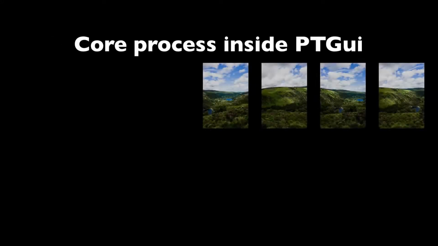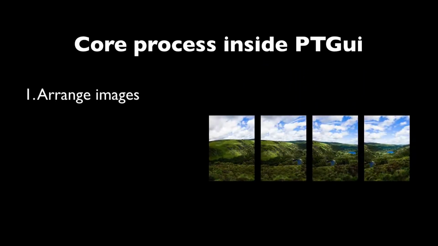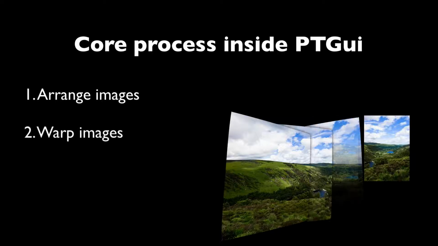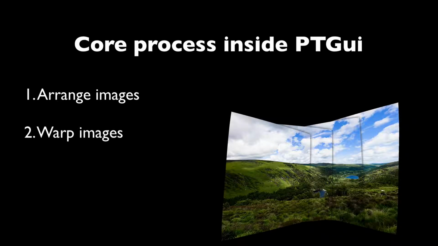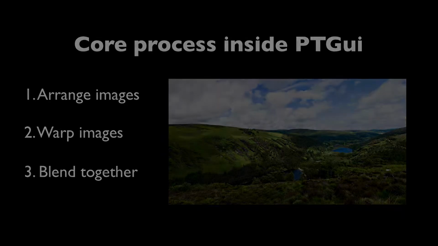So roughly, how does it all work? Well, the core process is that PTGUI needs to figure out how these images need to be laid out relative to each other. Then, when it knows that, it needs to also warp those images to compensate for the particular hardware that you use, the type of lens, or the type of sensor, etc. And then, when that's done, it just needs to blend across the transitions and hopefully produce you a beautiful, seamless image. Does that sound straightforward?